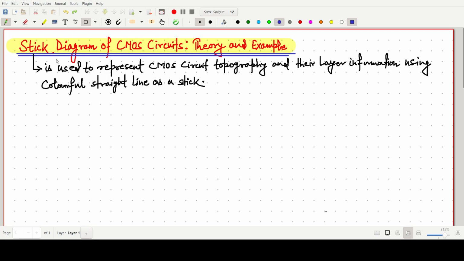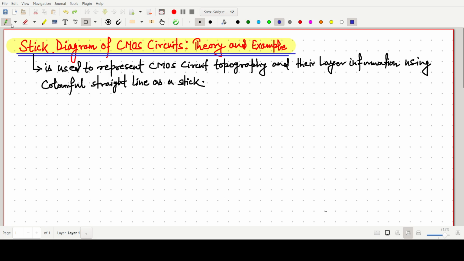So basically a stick diagram is used to represent a CMOS circuitry and their topography and their layer information using some colorful straight line. We will discuss what color should represent the metal, the NMOS polysilicon layer, the N plus diffusion. We will discuss it later. So colorful straight line is a stick. So basically it is used to represent a CMOS circuit topography and their layer information using colorful straight line as a stick.